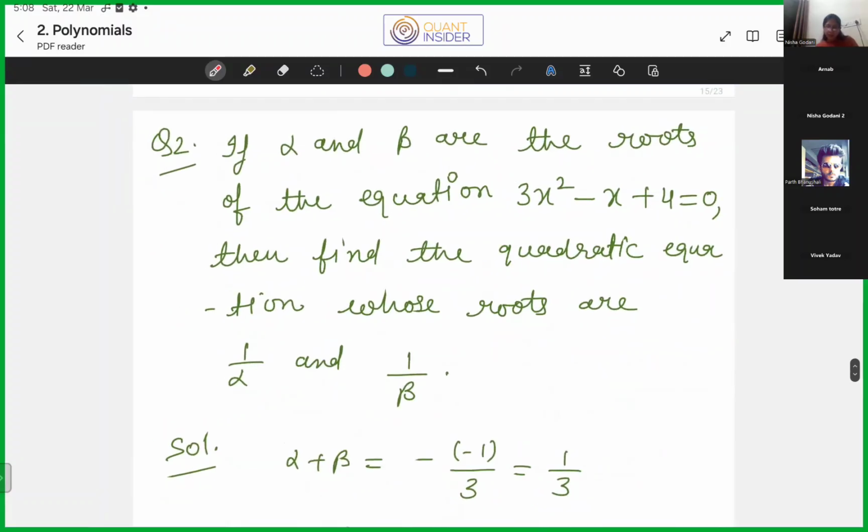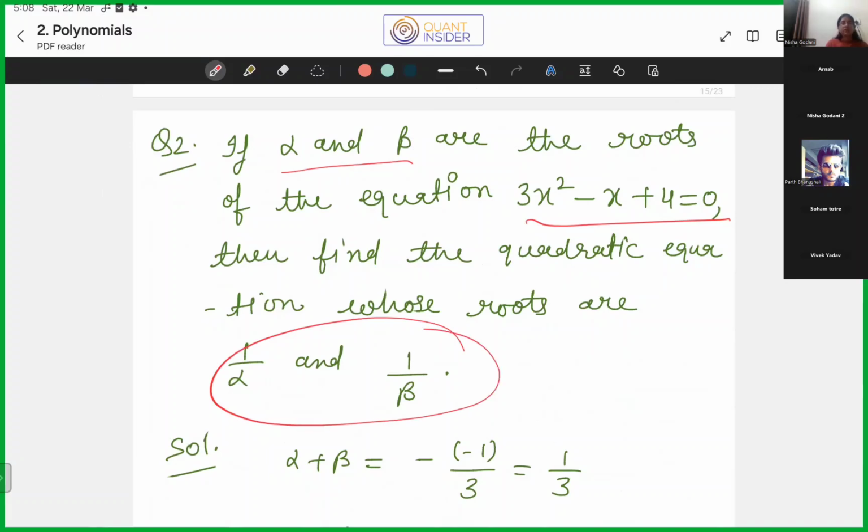Next is, if alpha and beta are the roots of the equation 3x square minus x plus 4 equal to 0, then find the quadratic equation whose roots are 1 upon alpha and 1 upon beta. So you have been given one equation, and its roots alpha and beta. Now you have to find an equation having roots 1 by alpha and 1 by beta.